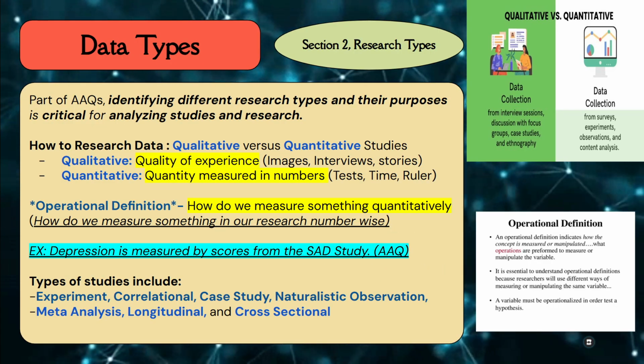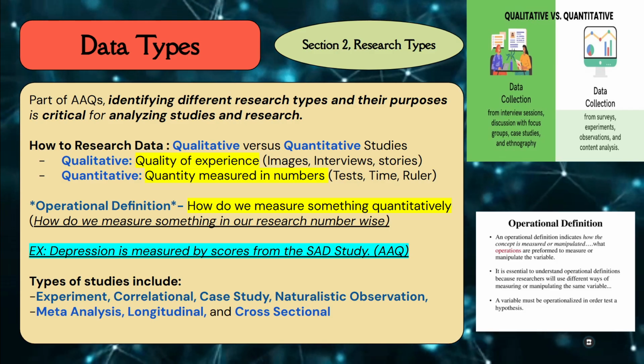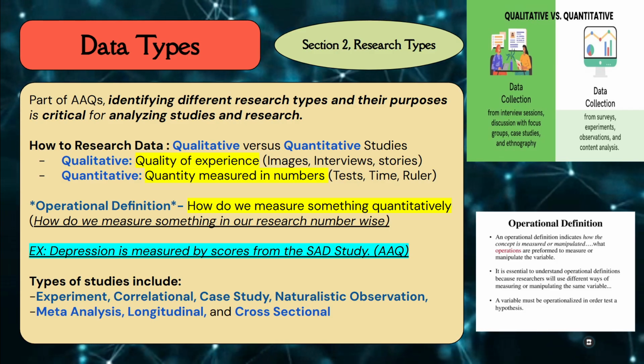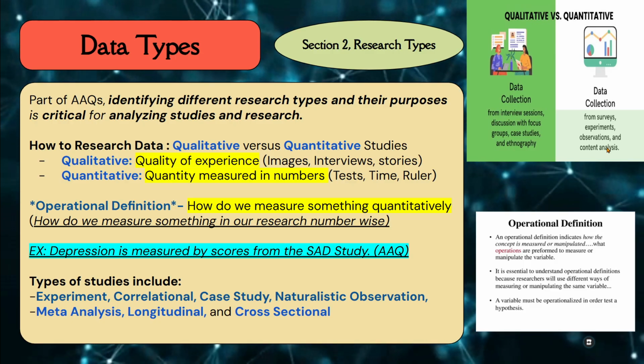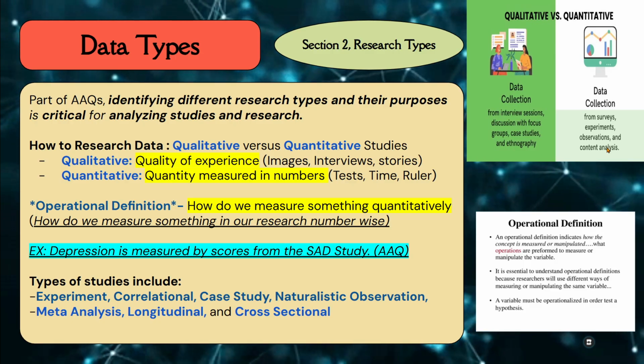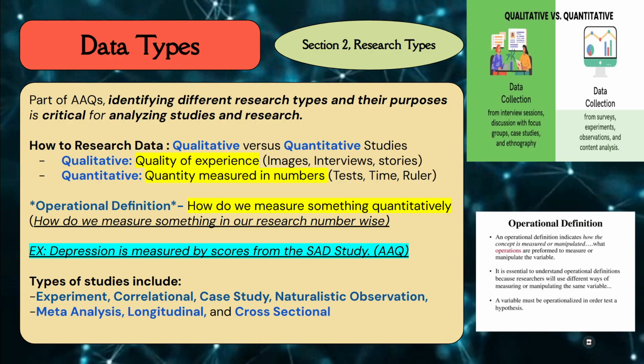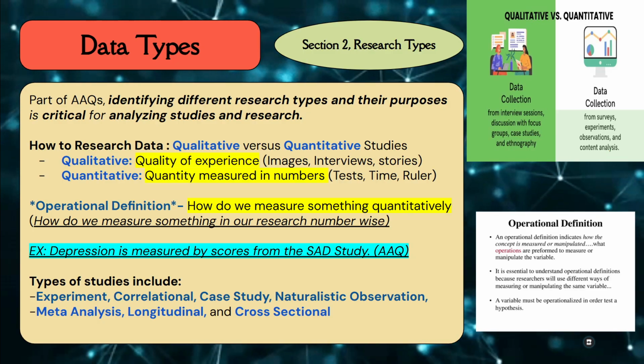Going into research types, there's 2 major types of research findings. You have qualitative, which is the quality of our experiences. So things such as photos, maps, interviews, and stories, things that have meaning and impact, but we can't put it on a number. These are just things that you have to experience to feel the weight and gravity of.